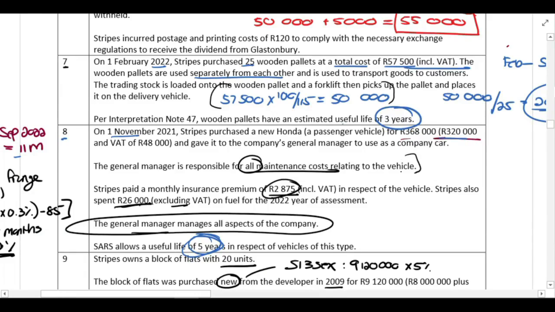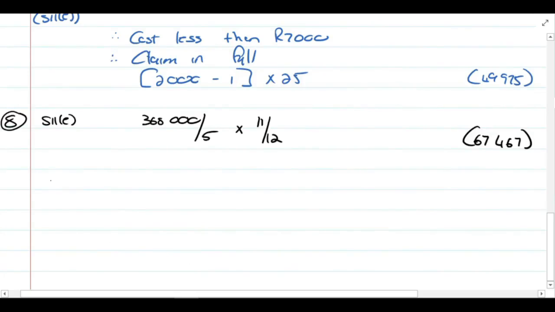The general manager is responsible for all the costs. Stripes paid an insurance premium of 2,875 and 26,000 on fuel. Okay, so let's get the fuel out of the way. It's easier. Section 11A. So that's 26,000.